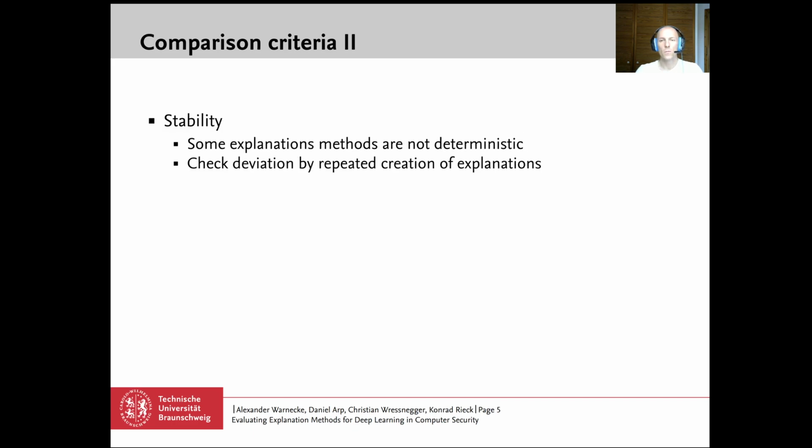Stability deals with the problem of non-deterministic outcome of explanation methods. We check the deviation by repeatedly creating explanations and seeing how different they are.